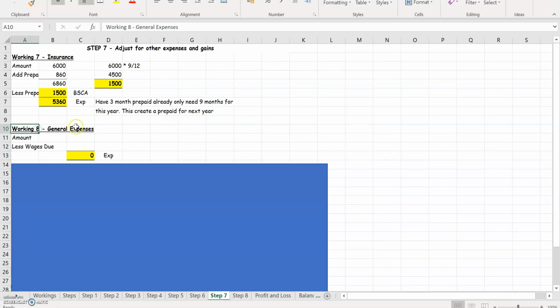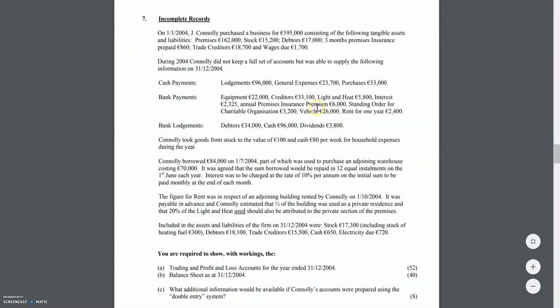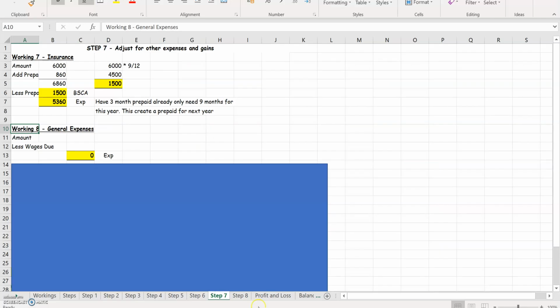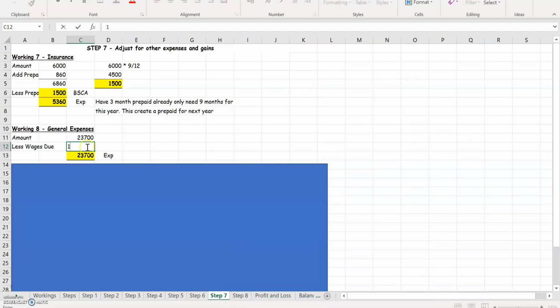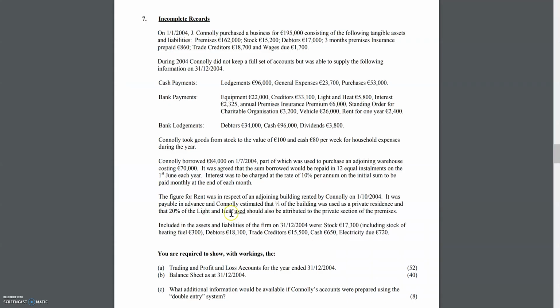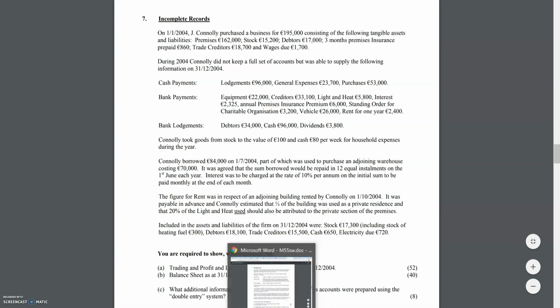The next one then is going to be general expense, and that's going to be your wages. So in the question, we've got general expenses of 23,700. So that's going to go in here, 23,700. And then we've got wages due at the start of the year. So that's the wages due 1,700. So that's going to reduce it. So that's going to give us an expense then of 22,000 for your general expenses. Also, just have a look at the bottom, see if they have any wages due or wages prepaid at the end, just in case in other questions that they have.